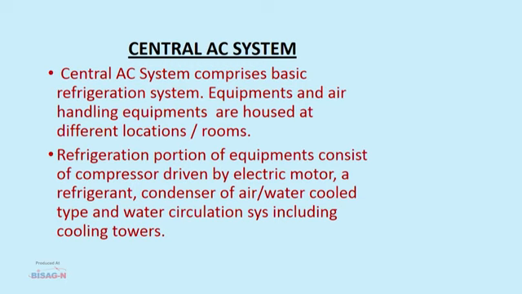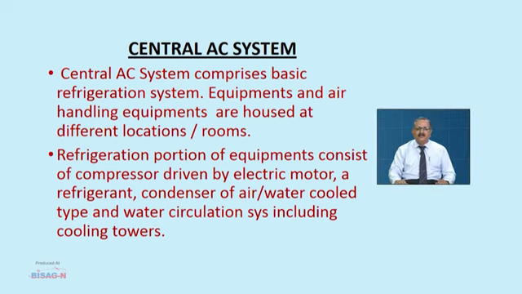Next is central AC system. Central AC system comprises basic refrigeration system equipments and air handling equipments housed at different locations or rooms. Refrigerant portion of equipment consists of compressor driven by electric motor, a refrigerant condenser of air-cooled or water-cooled type, and water circulation system including cooling towers.